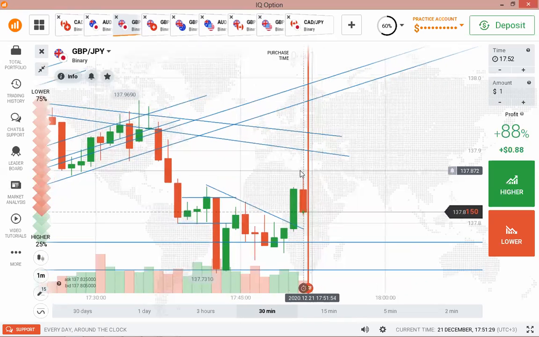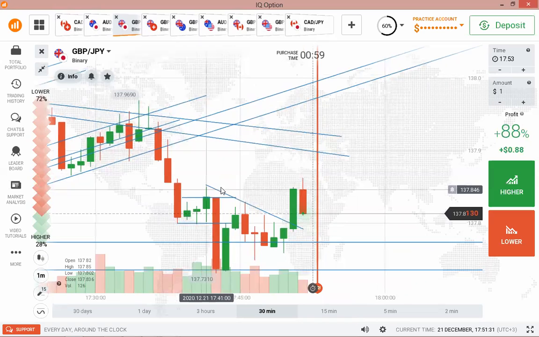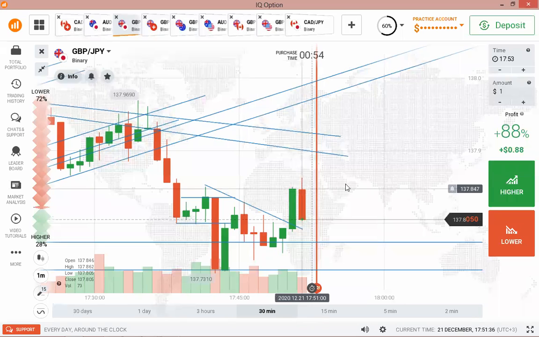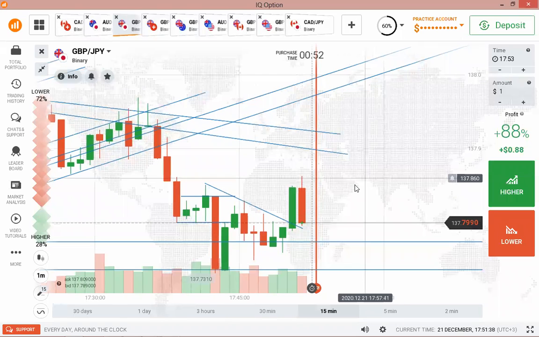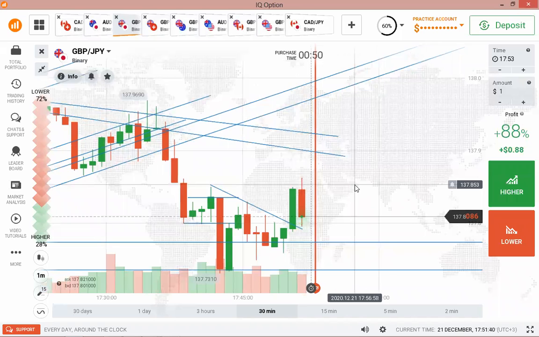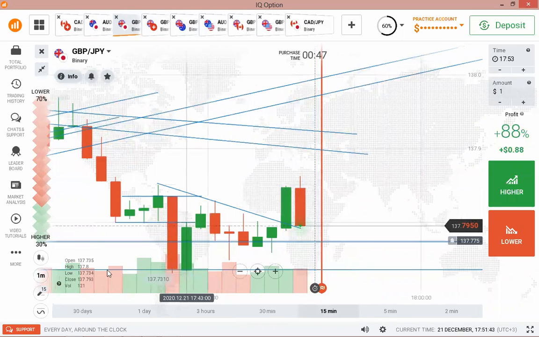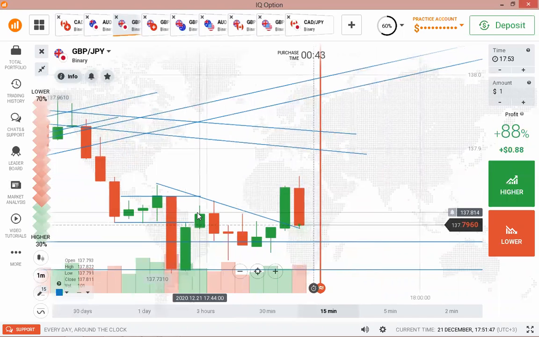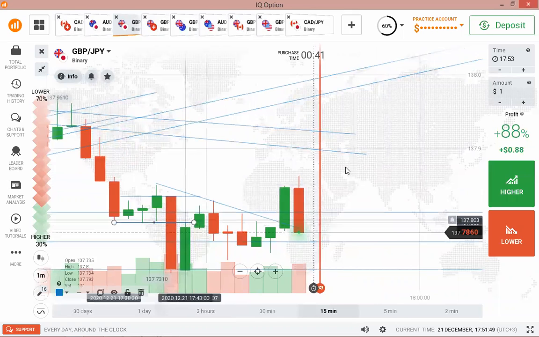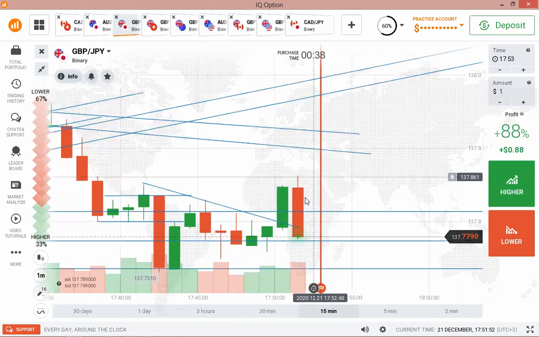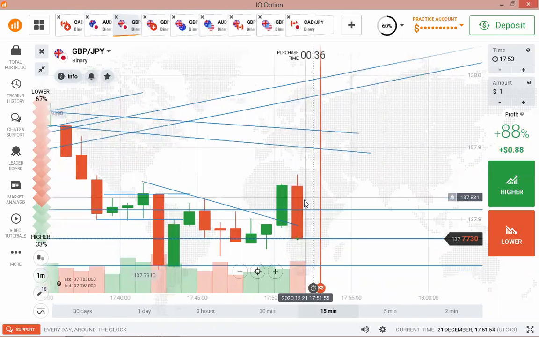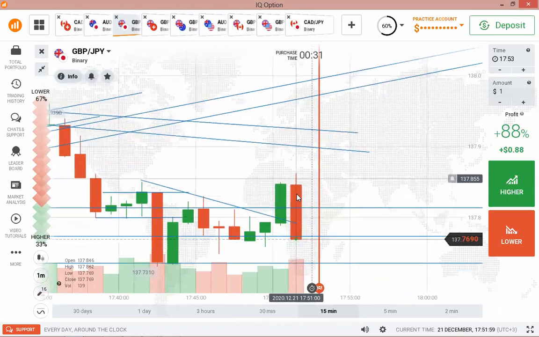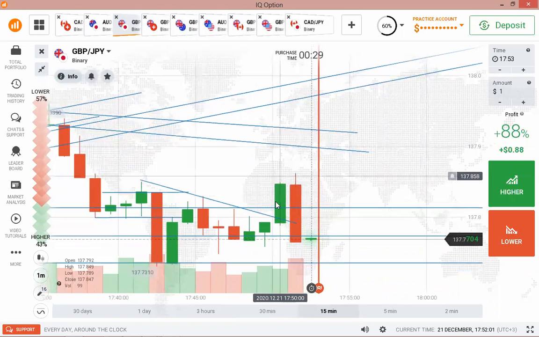The sellers still entered again because of this. There are some leftover sellers here. Sellers still entered again, just making some pullbacks to this area. Now you see buyers broke the level, and sellers entered very strongly, even engulfing this candle.